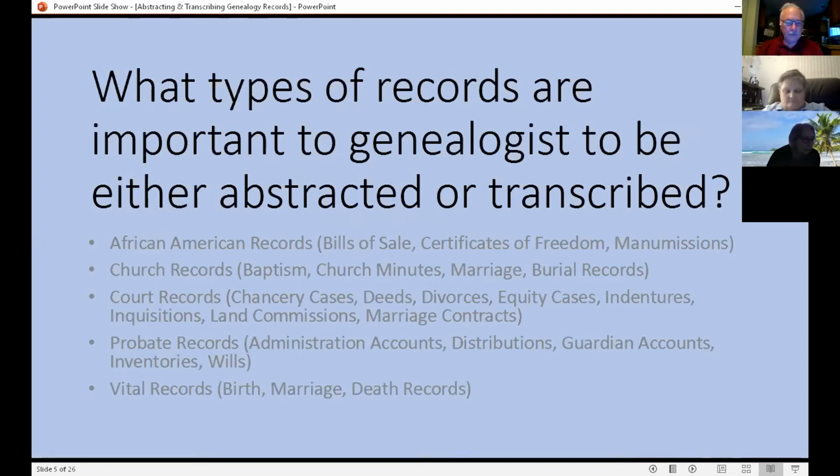What types of records are important to a genealogist to be either abstracted or transcribed? I'm going to list a few here. With African-American records, we have bills of sale, certificates of freedom, and manumissions. We have church records: baptism, church minutes, marriage records, and burial records. Also confirmations and sacrament records.